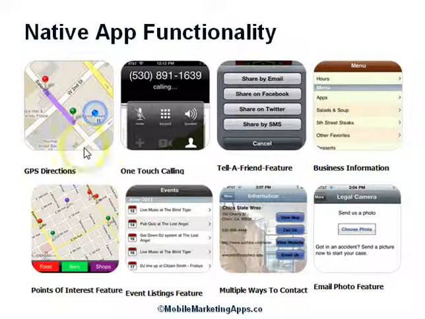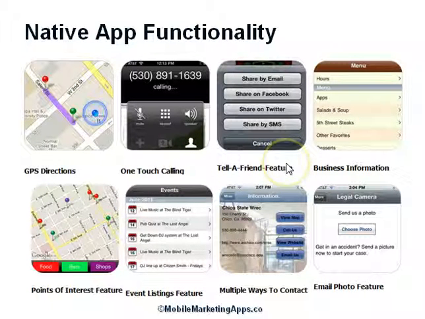First of all, GPS directions. Customers want to be able to know where you are in relation to where they are and get directions. So, one-touch GPS directions, one-touch calling. Customers who have smartphones want to be able to make purchases. And if they're ready to make a purchase, they want to call you and talk to somebody and make the purchase. So, one-touch calling, being able to call you at the touch of a button.